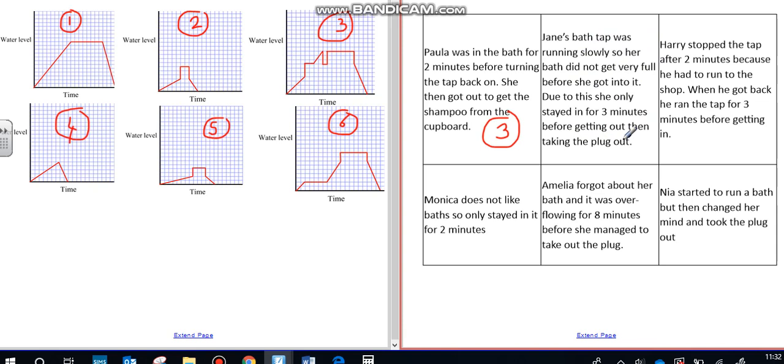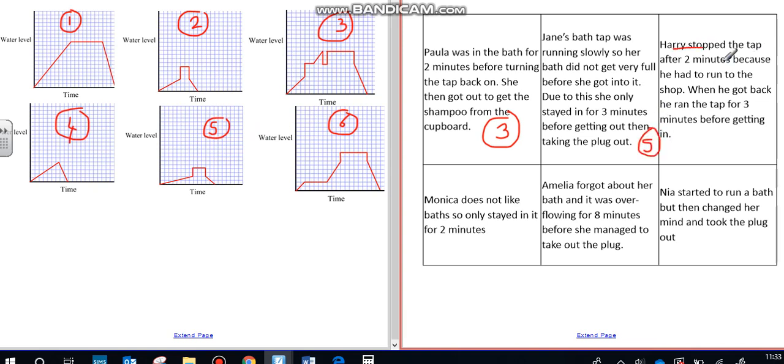So we're looking for a bath that didn't get very deep. Okay, so this one looks like it got quite deep. This one wasn't too deep, got in, but we've only got 2 minutes here, and it said she stayed in for 3 minutes, so not that one yet. This one just gets filled and then emptied. Okay, this one doesn't fill very far, get in, 3 minutes, get out, emptied. So I think this one, 5, matches that description there.